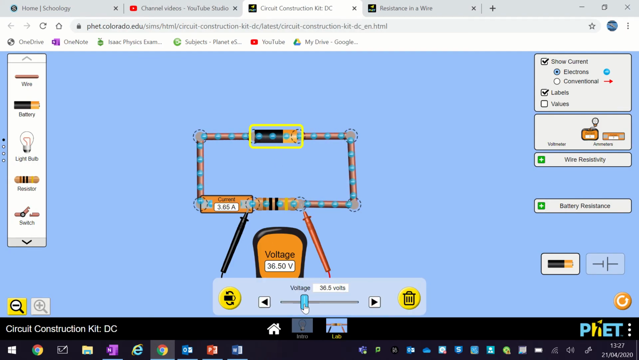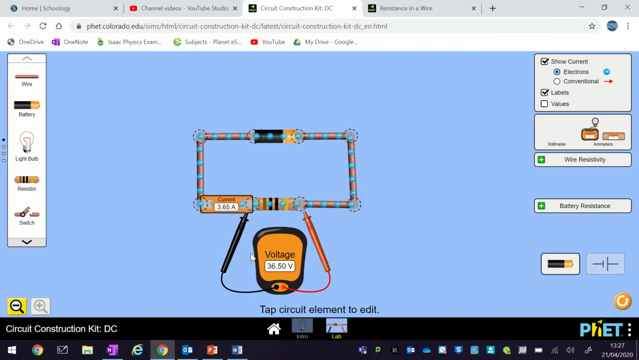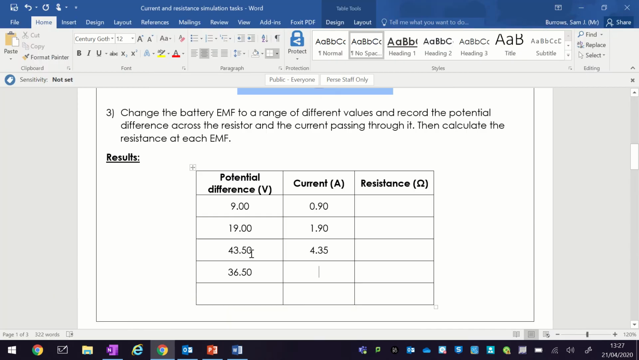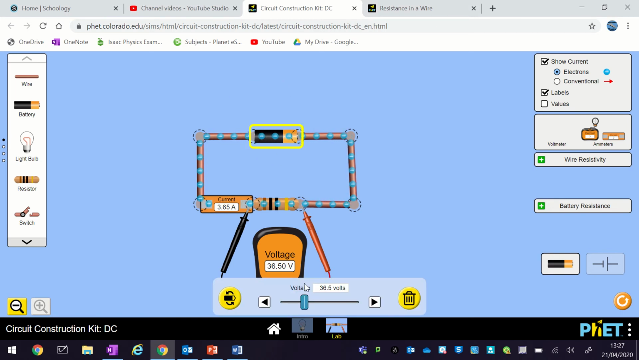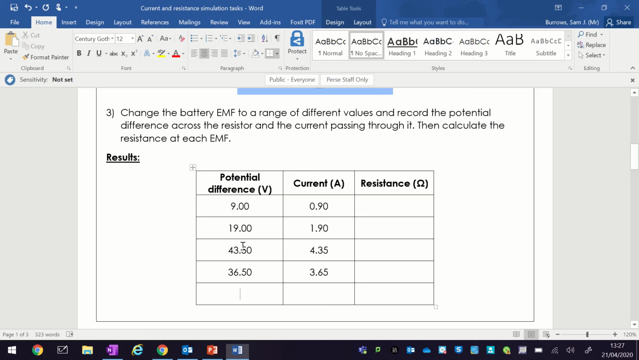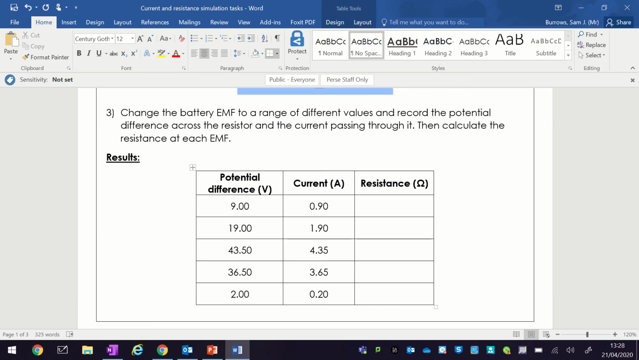You should definitely be starting to notice a pattern now. Let's get one sort of in between. This one's 36.5, and the current is, amazing, 3.65. Let's pick one final one. So we've got a good set of data. Let's give ourselves a low one as well: 2 and 0.20.